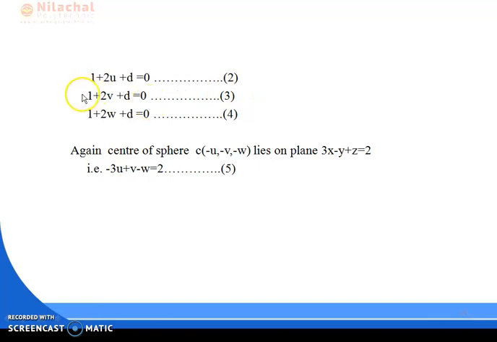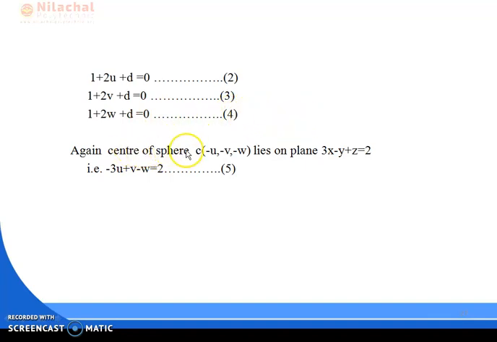Then another point is (0, 1, 0). Just put it in equation number 1: instead of x 0, instead of y 1, instead of z 0. What do we get now? 1 plus 2v plus d equals 0. This is equation number 3. Another point is (0, 0, 1). That means instead of x 0, instead of y 0, instead of z 1, putting in equation number 1, we get 1 plus 2w plus d equals 0. This is equation number 4.